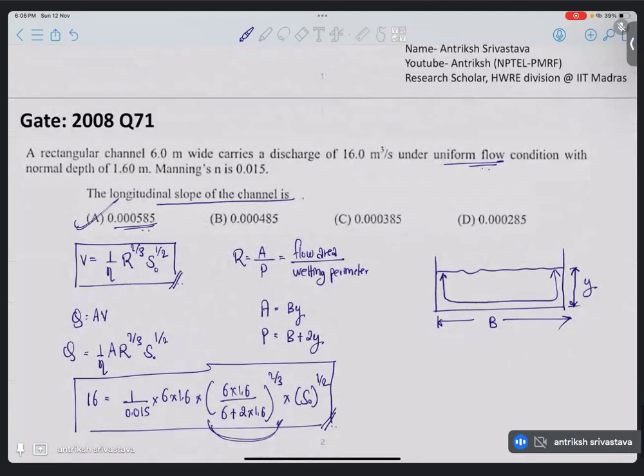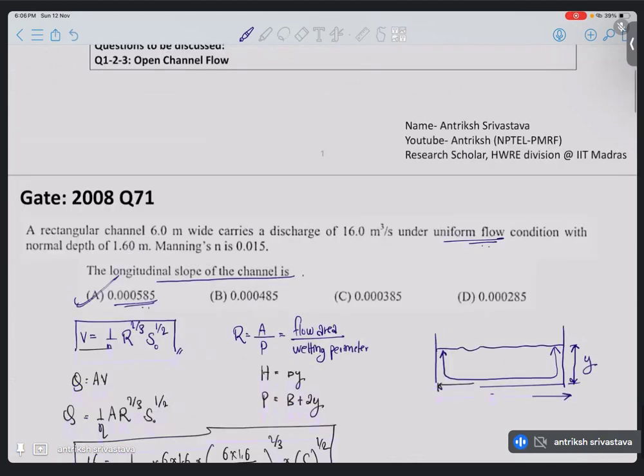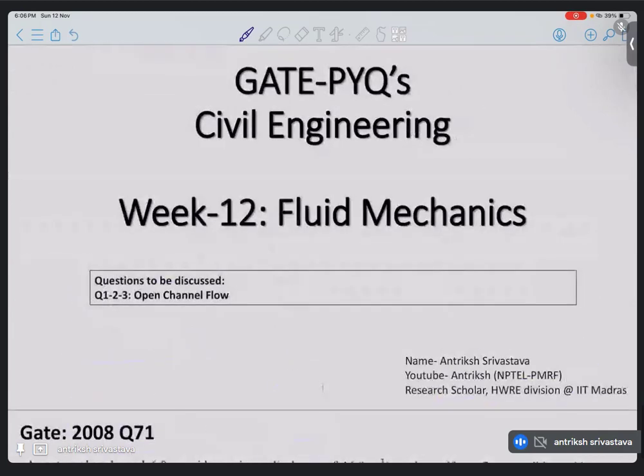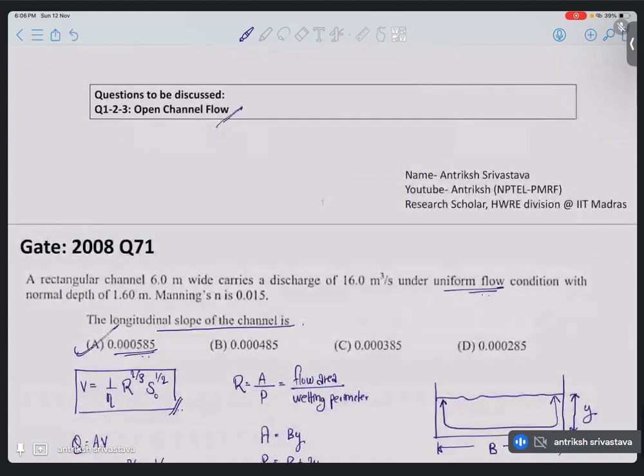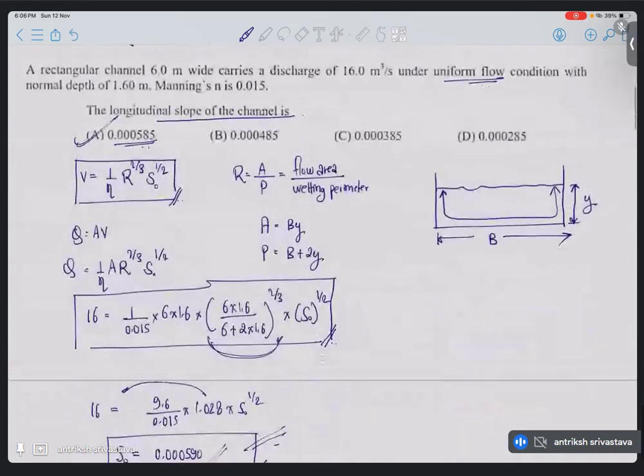So that's the answer. Okay, so Shailene, you have joined. Let me just describe what we are discussing today. We are going to discuss open channel flow. We are going to see three questions and only three questions today, and these questions will be related to open channel flow.